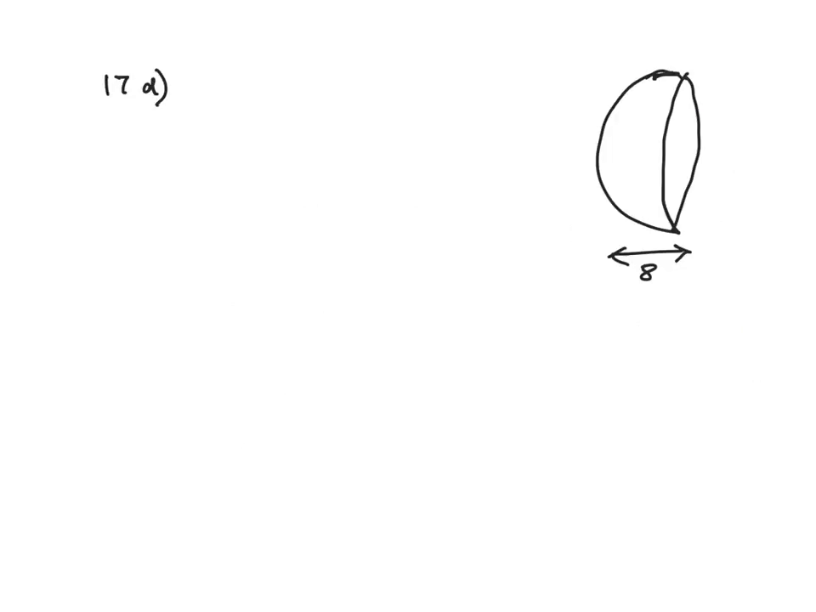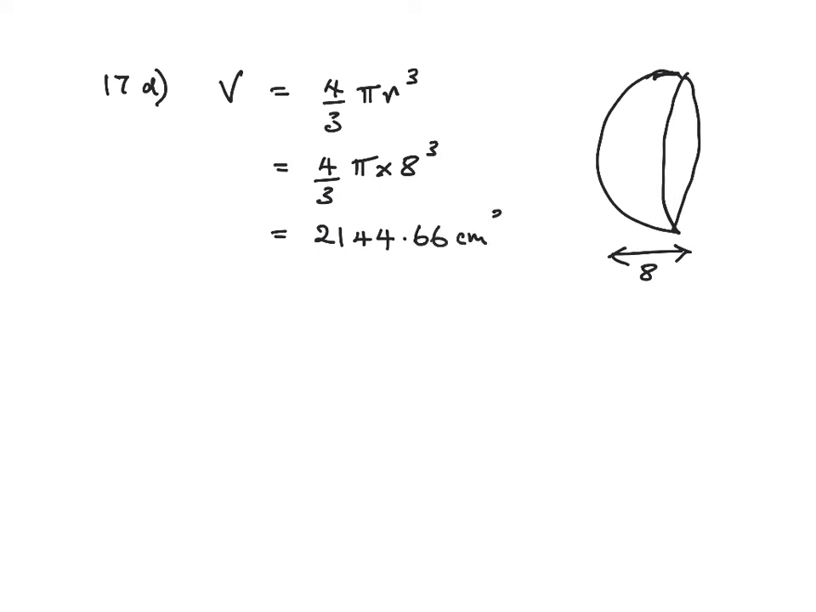What we have here is a hemisphere. The volume of a sphere is 4/3 pi r cubed. We can use that just now. That gives us 214.66 centimetres cubed, and since it's a hemisphere we'll divide by 2 and get the answer.